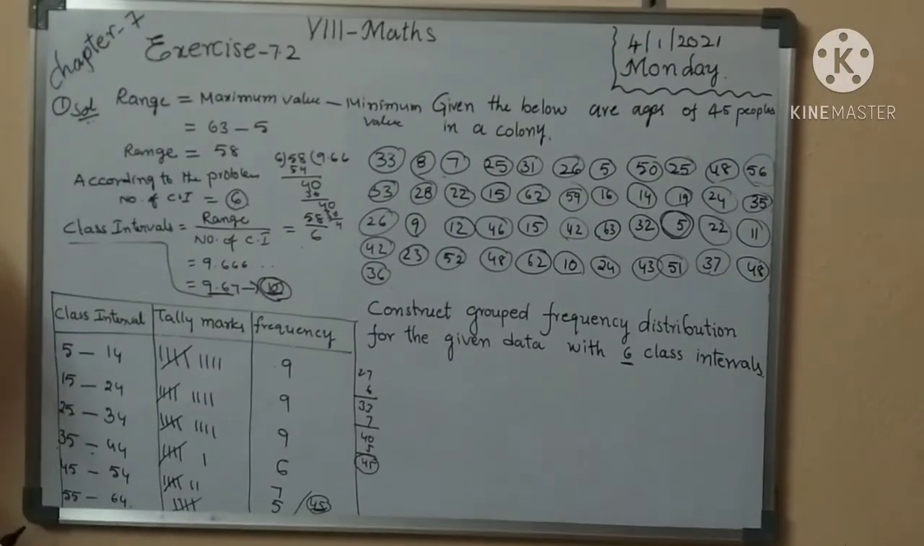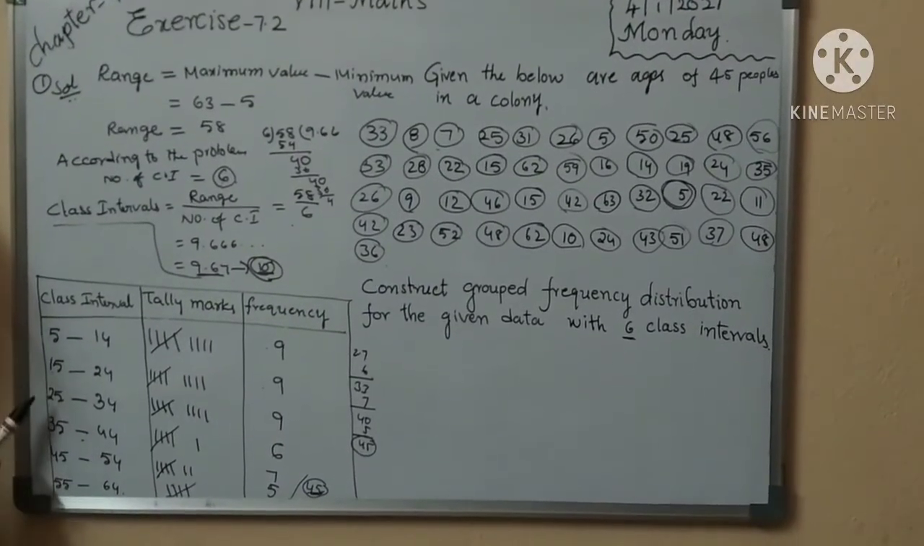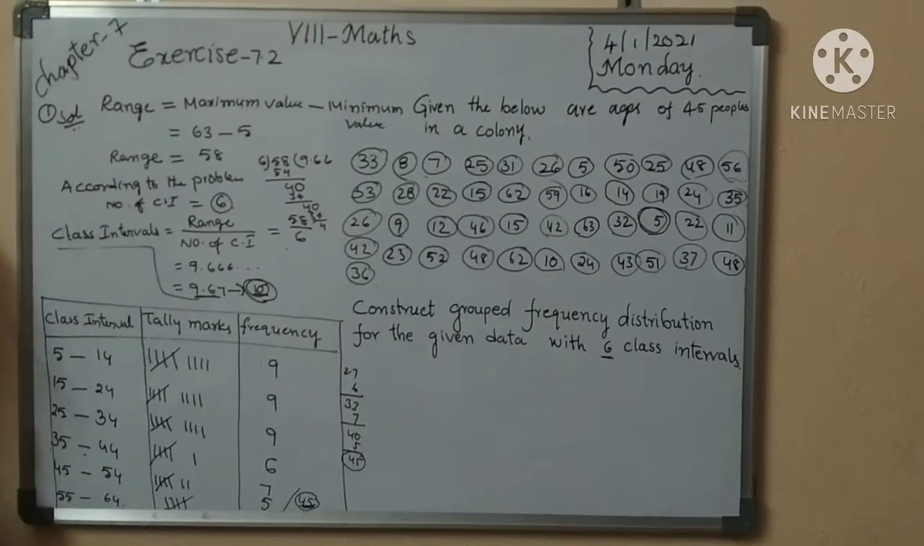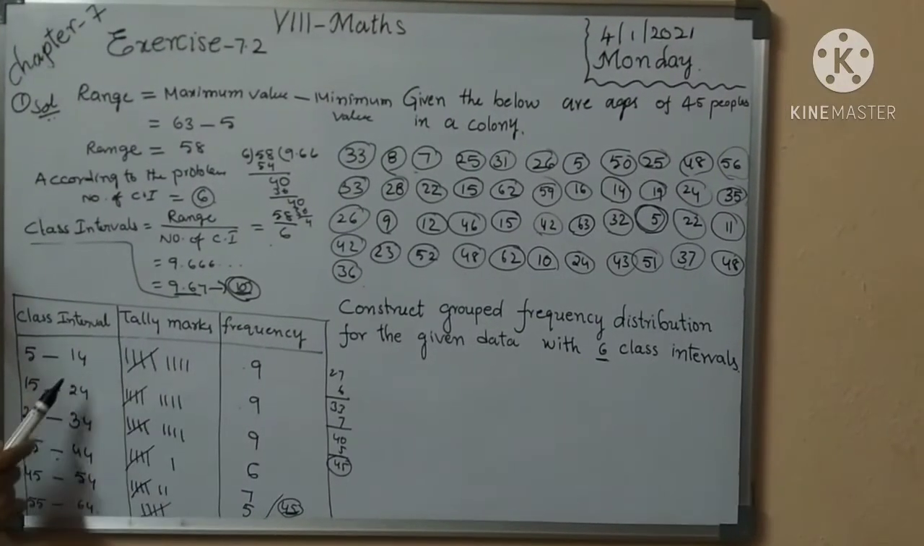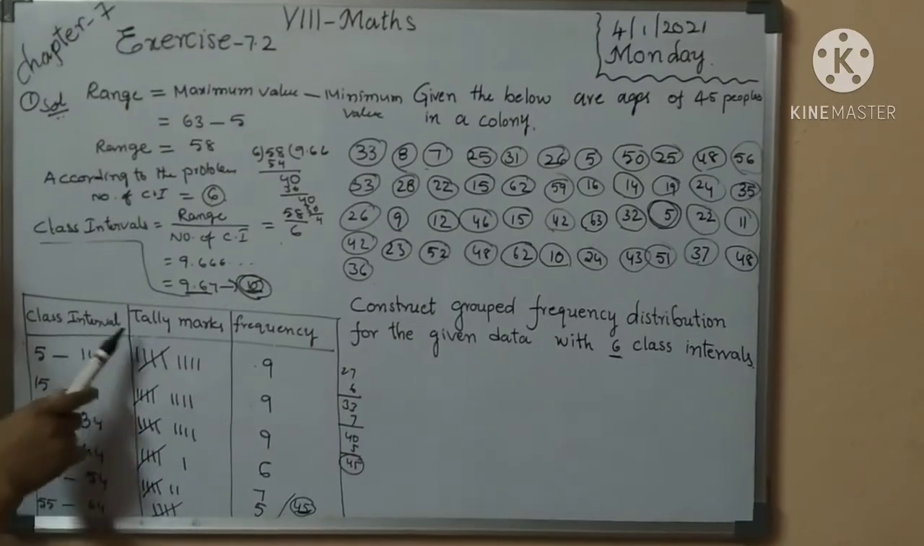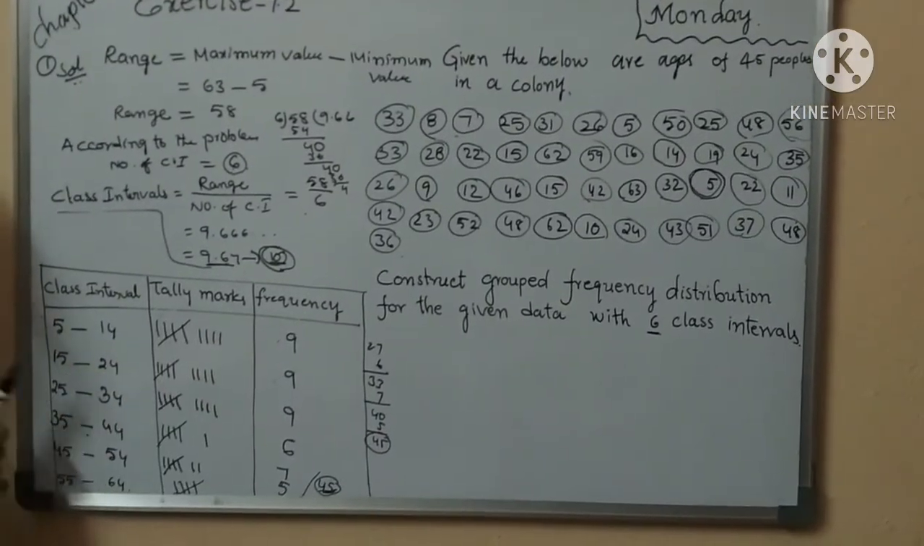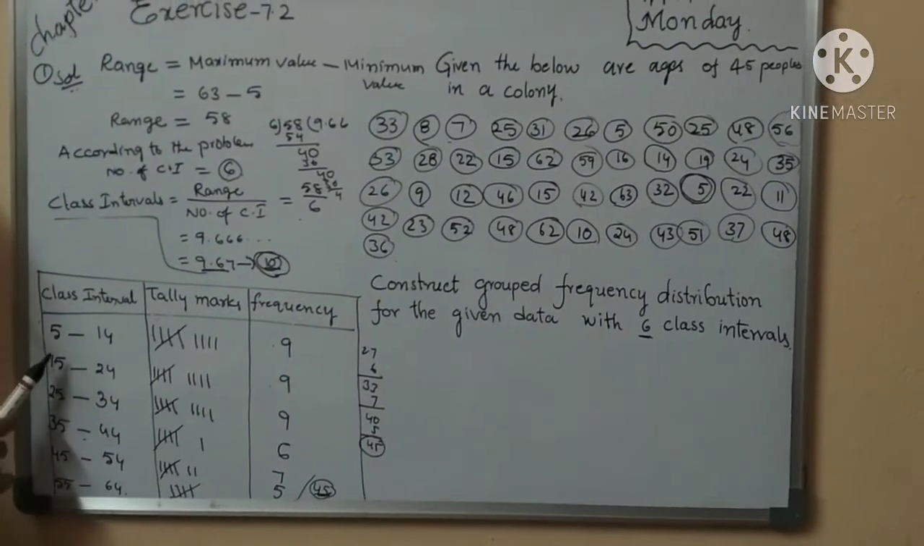Okay children, did you understand this? Construct a grouped frequency distribution table. So then we have to take the headings: class intervals, tally marks and frequency. Class interval, tally marks and frequency. Okay children, did you understand? This is the class interval.